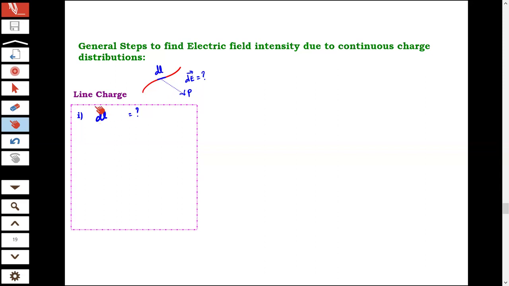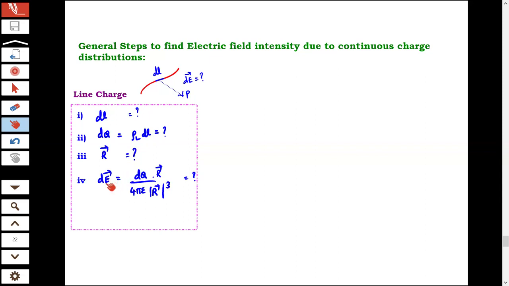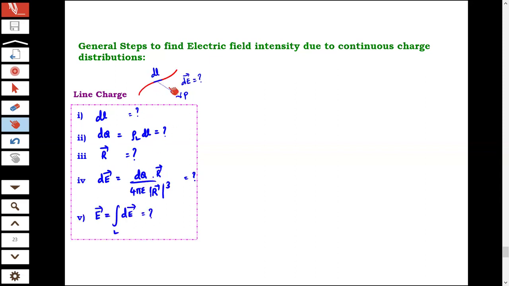We start by computing the smallest length element. Then we can find how much charge is contained in the smallest length element with the help of the known value of charge density. And we can find the displacement vector of the observation point P from the charge. And we can apply Coulomb's law to find the smallest amount of electric field intensity produced by the smallest length element. Then we can integrate the value of differential electric field intensity over the entire length of the charge to get the total electric field intensity contribution by the length of the charge.